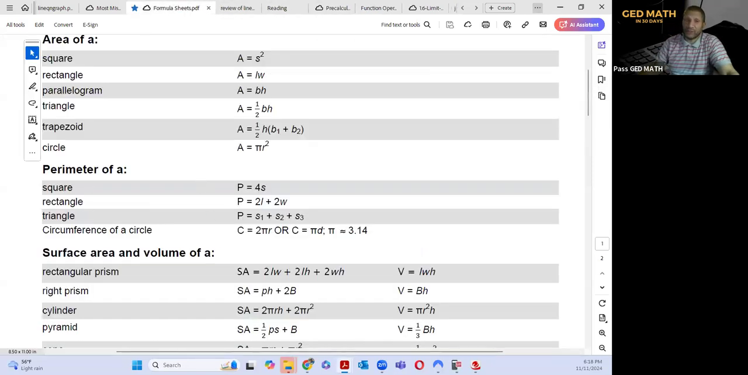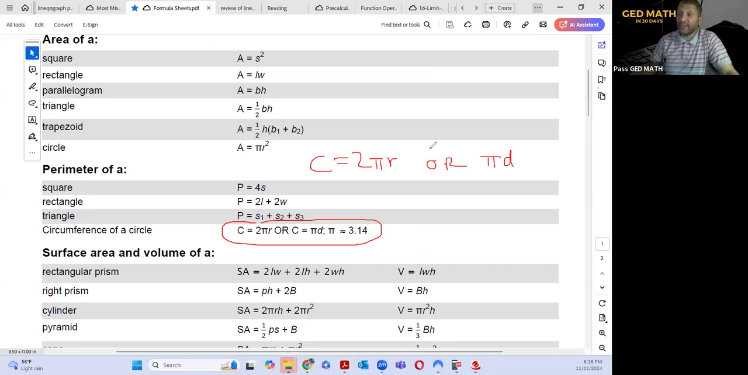The circumference of a circle. So we got two formulas here. C equals 2 pi r, which is 2 times pi times the radius, or pi times d, just pi times the diameter. They tell you here pi is 3.14. They gave you almost everything you need to know.